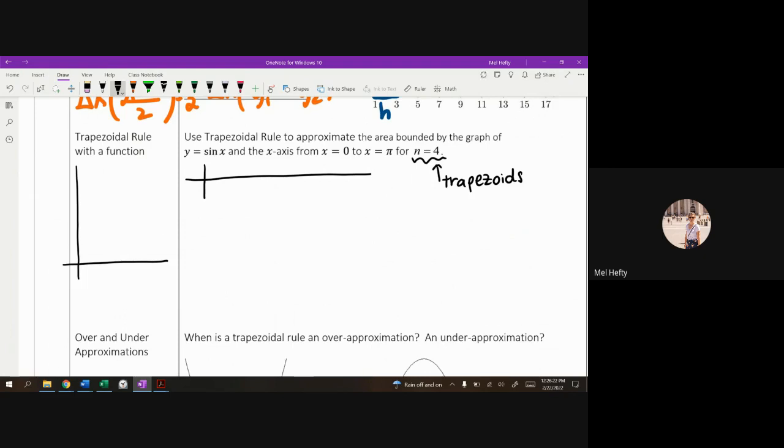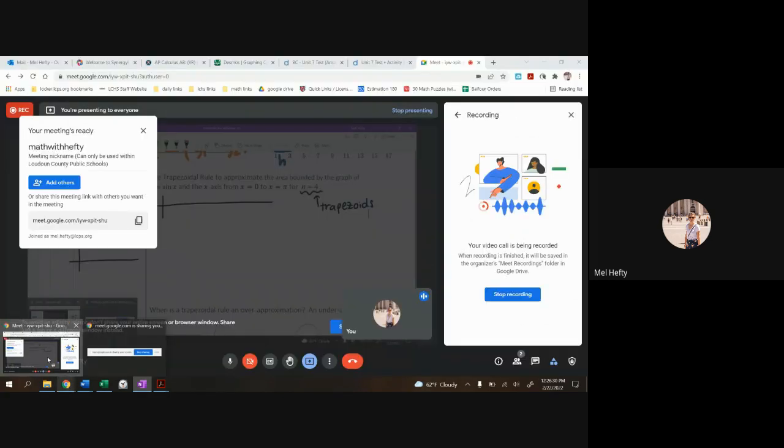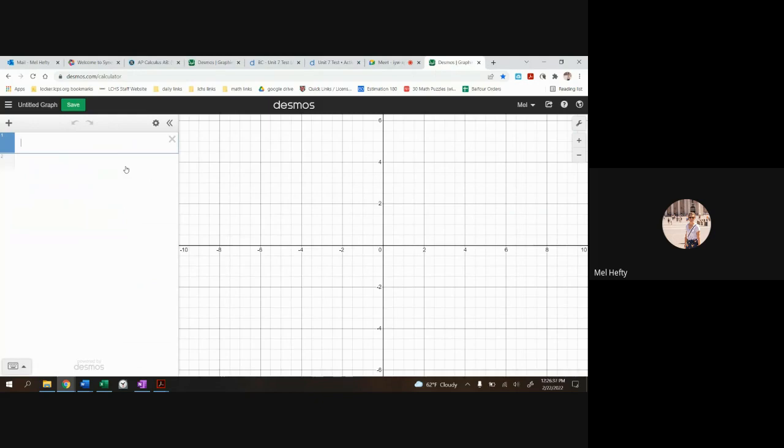Has anyone graphed sine of x recently? Thought about the graph of sine of x? It's one of the wiggly ones, yeah. Do you know where that one starts on the y-axis? What's sine of 0? 0. So notice how it goes through (0, 0). The graph means something.